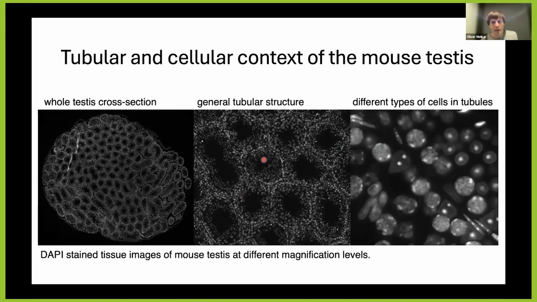So if you want to analyze testis tissue, you need to understand the developmental stage of every tubule, and we divide them into 12 stages. And you need to understand all the cell types, like the different composition of cell types in these tubules. Very complicated process.